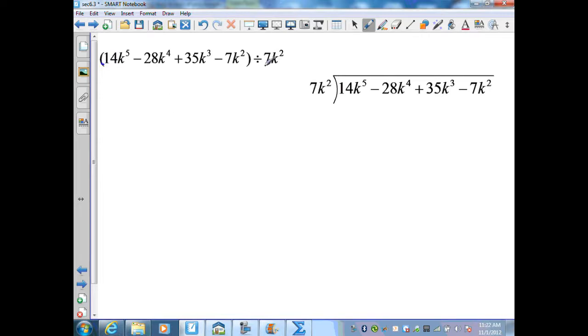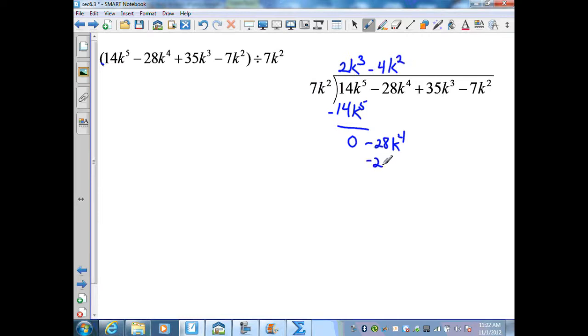Here I have a dividend and my divisor. I set it up just like my numerical example. And I'm going to divide 7k squared into 14k to the 5th. That would give me a 2k cubed. 7 times 2 is 14. k squared times k cubed is k to the 5th. Change the sign. That's going to give me 0. Bring down the negative 28k to the 4th. 7 times what gives me a negative 28? That would be a minus 4. k squared times k squared gives me k to the 4th.